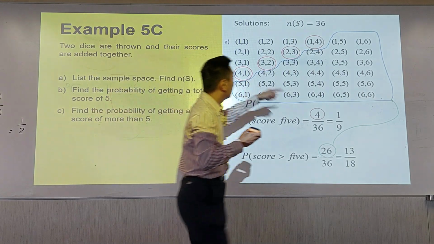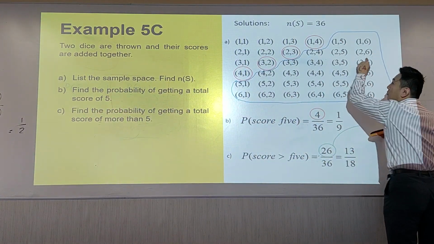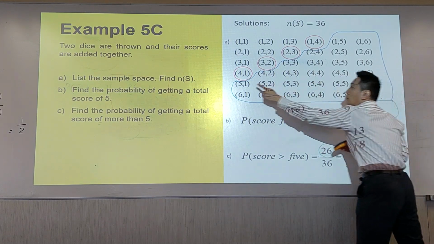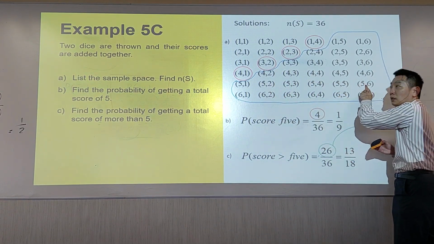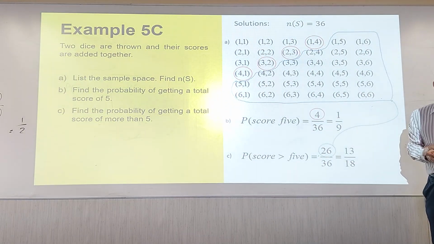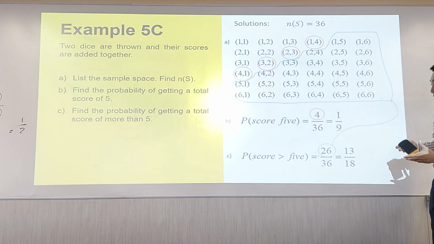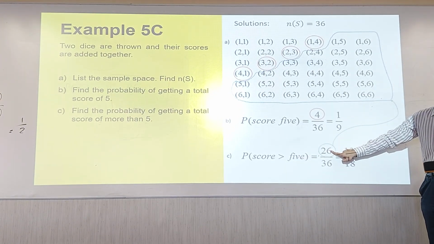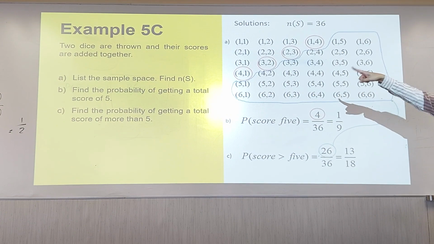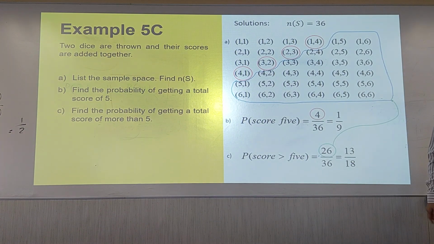So how many possible outcomes? 1, 2, 3, 4, 5, 6, 7, 8, 9, 10, 11, 12, 13, 14, 15, 16, 17, 18, 19, 20, 21, 22, 23, 24, 25, 26 possible outcomes that fulfill this equation. So put here 26. How about the denominator? The question involves 2 dice, so put 36. Simplify.